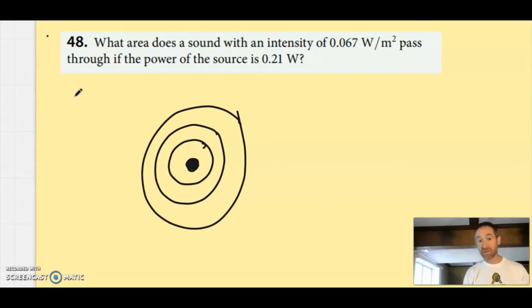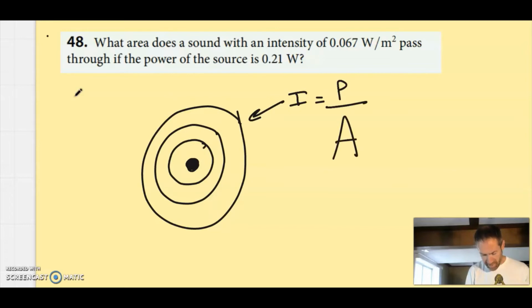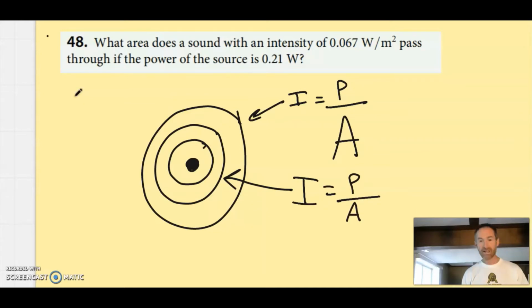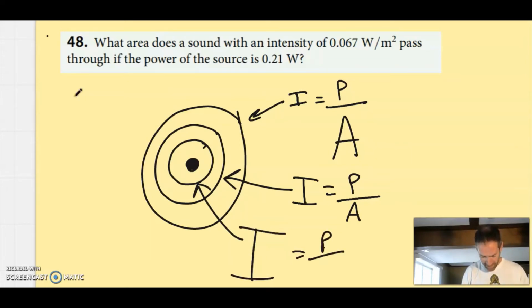As it keeps getting bigger and bigger, it gets less and less intense because the power stays the same, but the area gets bigger and bigger and bigger. And so maybe at the middle one, the intensity is medium size. Power is the same as it is on the other one, but the area is smaller. And maybe on the very most inside one, the intensity is really big, because the power is still the same size, but the area is teeny tiny.